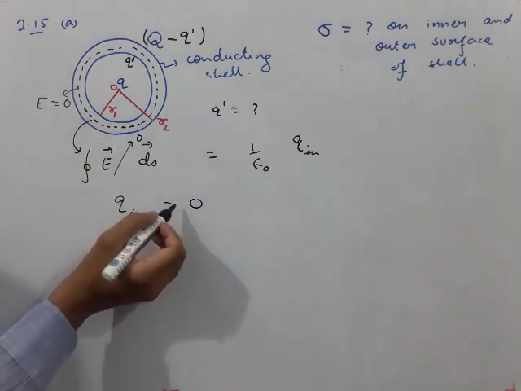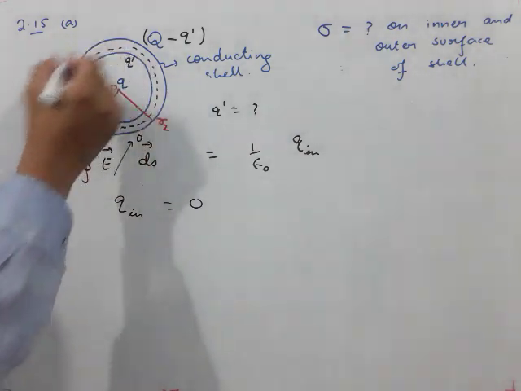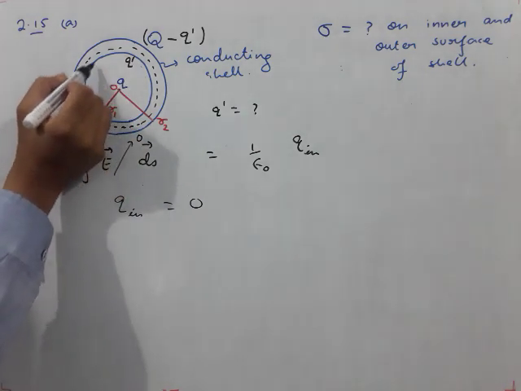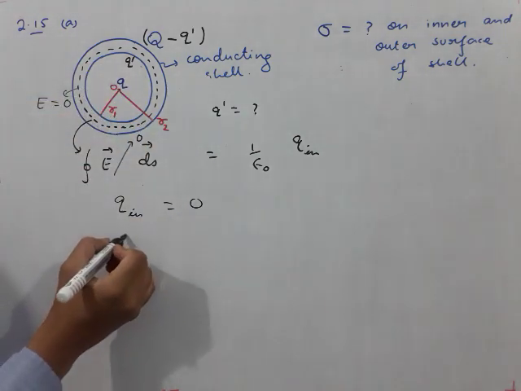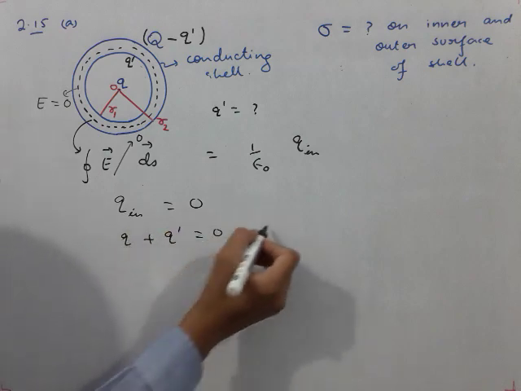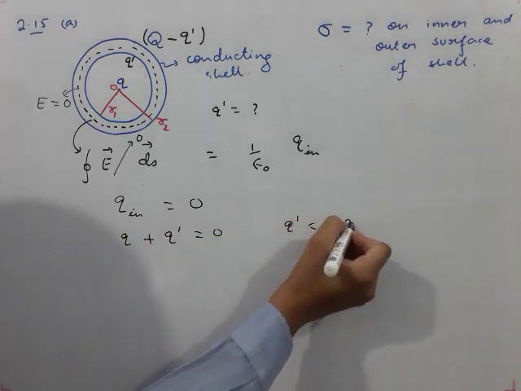So q in is the charge inside the Gaussian surface. Inside the Gaussian surface, here we have charge q and we have charge Q dash distributed uniformly on the inner surface. So q plus Q dash is equal to 0, and this gives us the value of Q dash as how much? Minus q.